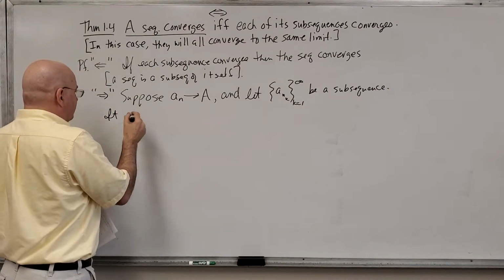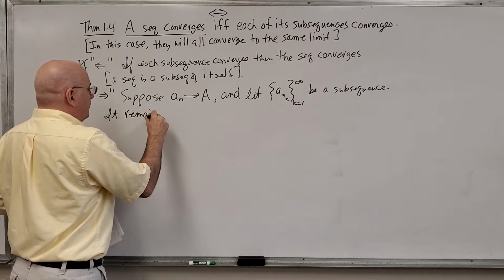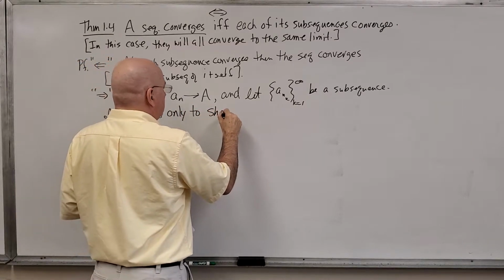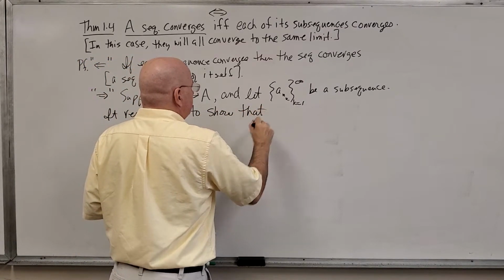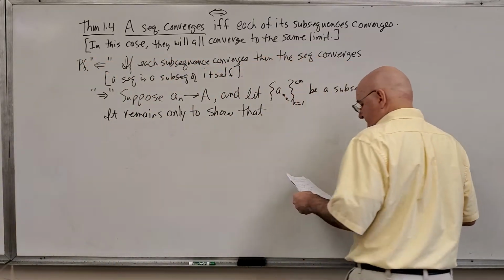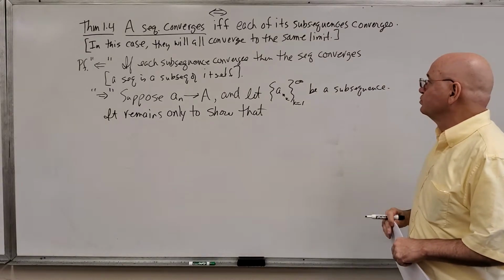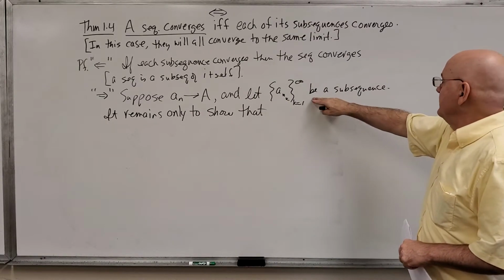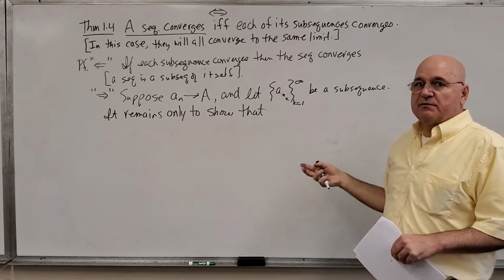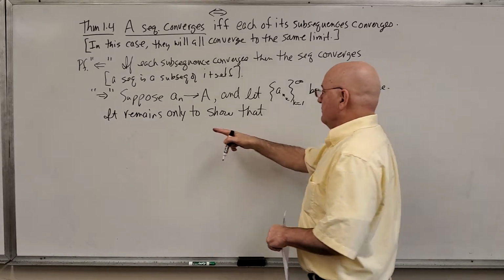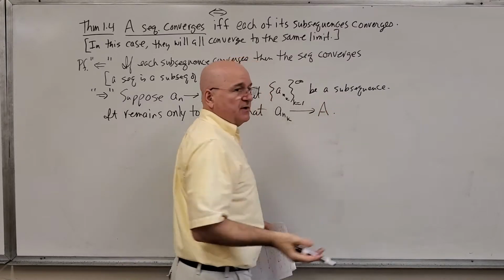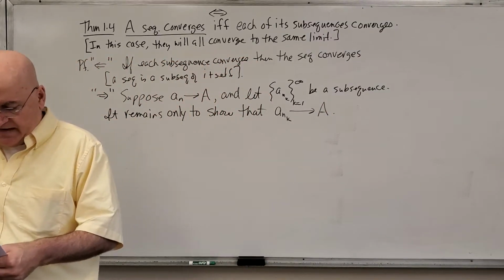And just to let us know what we're doing, I'm going to say it remains only to show, or all we have to do, is what? I've chosen an arbitrary subsequence. We need to show that it converges to A. It remains only to show that A n k converges to A, and we're done. And that'll only take 3 or 4 lines.